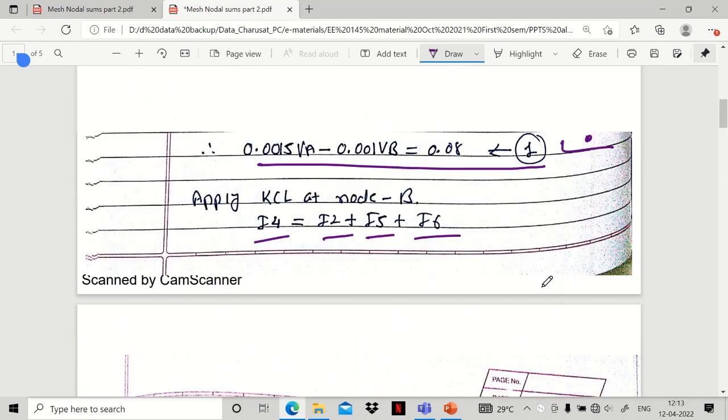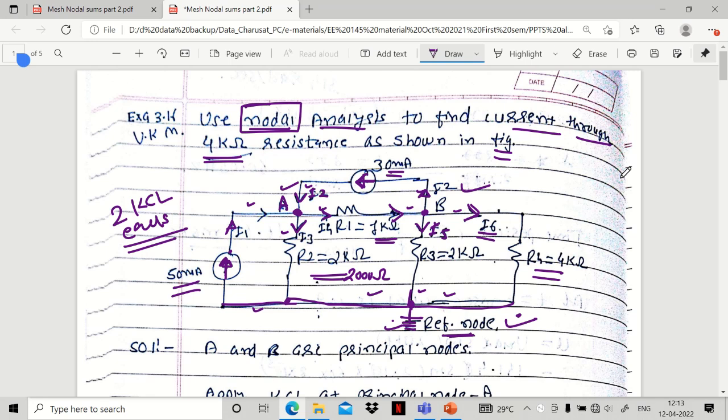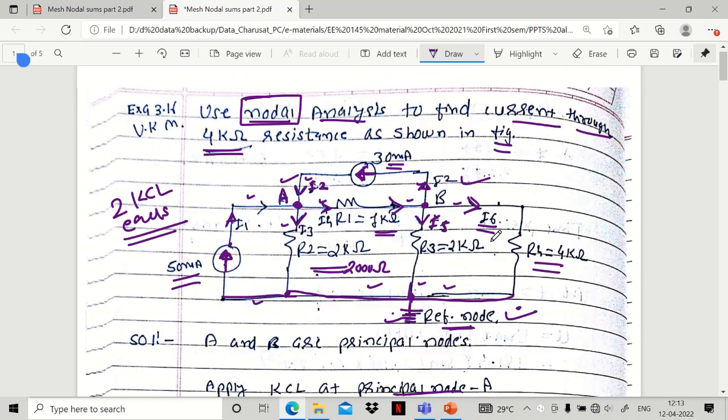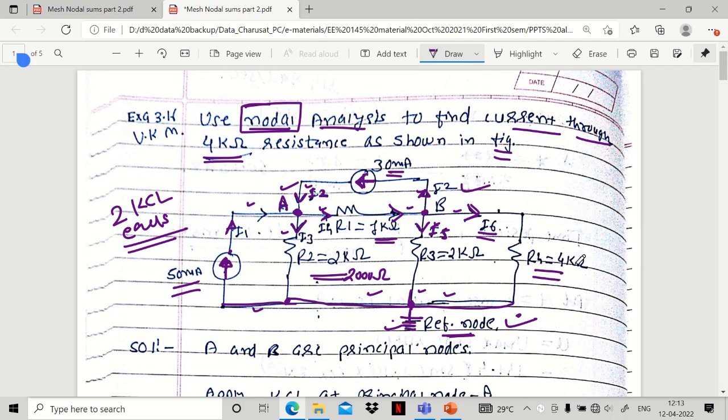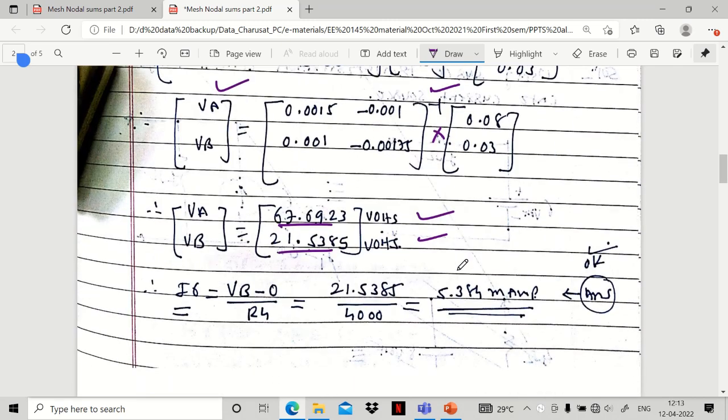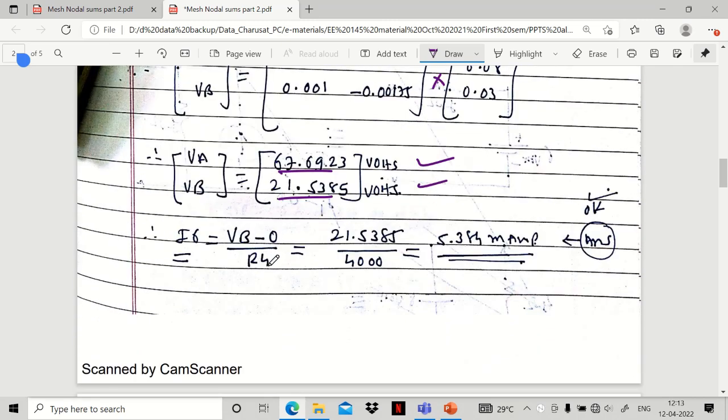In this case, I have to find the current through the 4 kilo ohm resistance. So the 4 kilo ohm resistance current is I6. I6 is VB upon R4, VB minus 0 upon R4. So VB is 21.53, upon R4 which is 4000. So the answer obtained is 5.384 milliamps. It is in milliamps. So this is the answer. Okay, so this was the application of the nodal analysis or KCL.